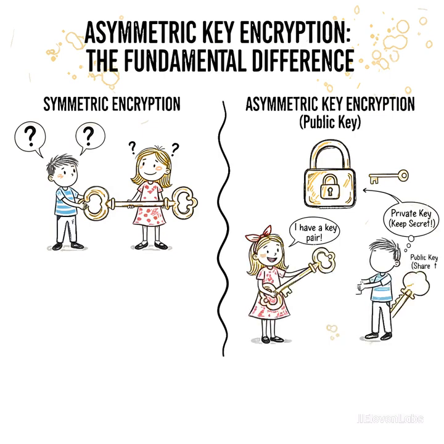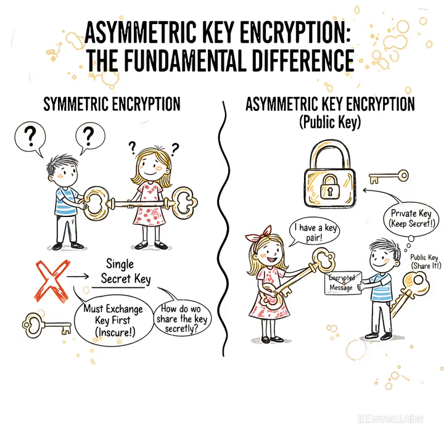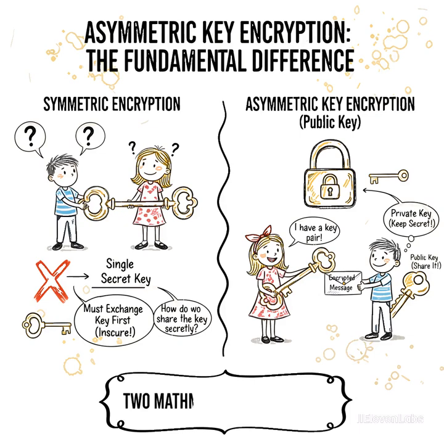Unlike simpler symmetric encryption, which uses a single, shared secret key for both encrypting and decrypting, asymmetric encryption uses two mathematically linked yet distinct keys in a pair.